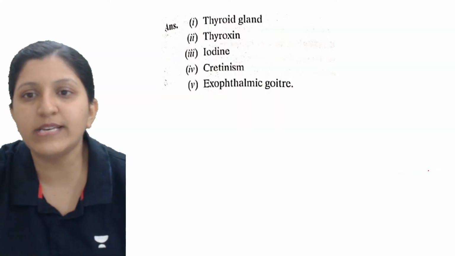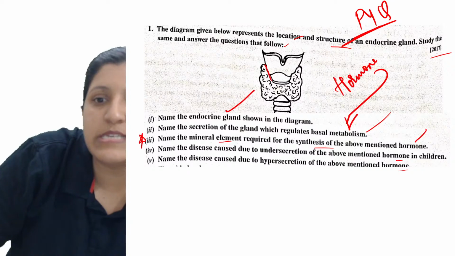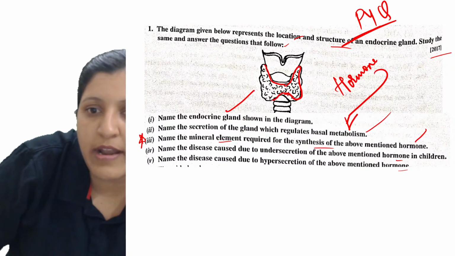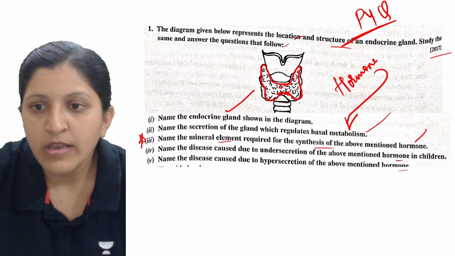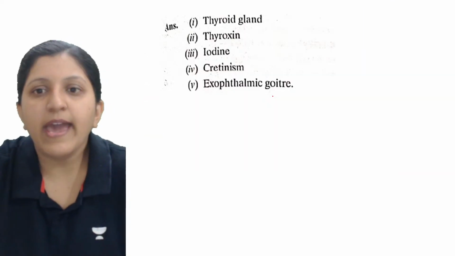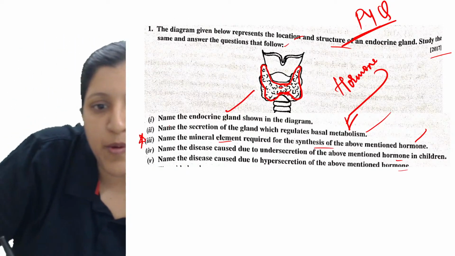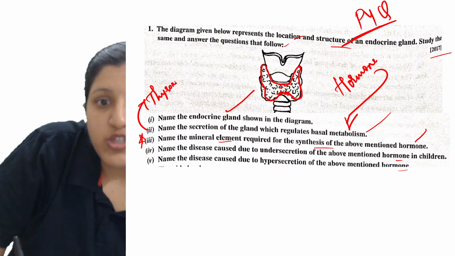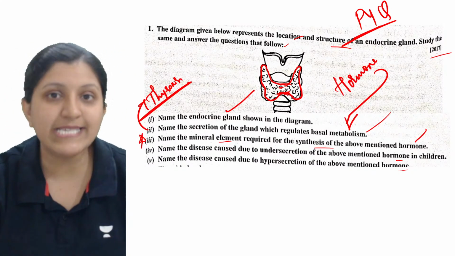So let's have a look at this. The gland shown here is what gland? You can see this is the thyroid gland. Two lobes are connected by an isthmus over here, which is a narrow structure. And the hormone secreted by the thyroid gland is what? The hormone here is thyroxine hormone. Thyroxine hormone is the one which looks after the basal metabolism.